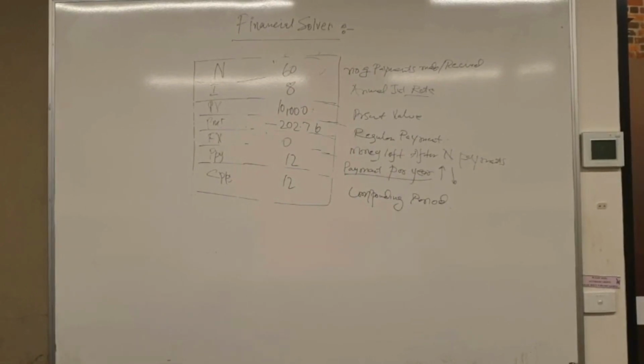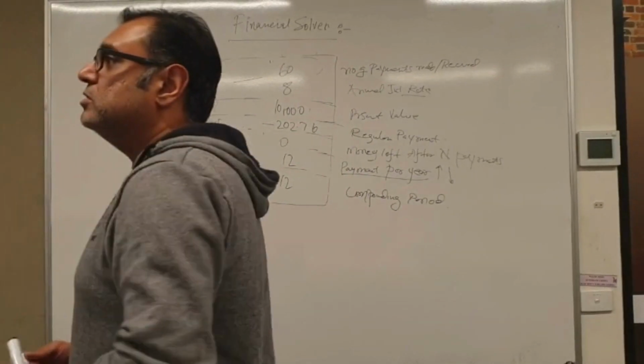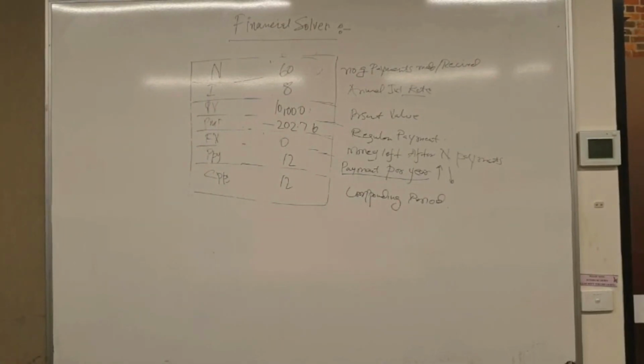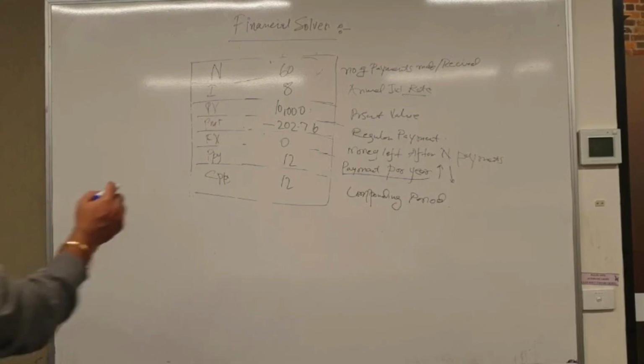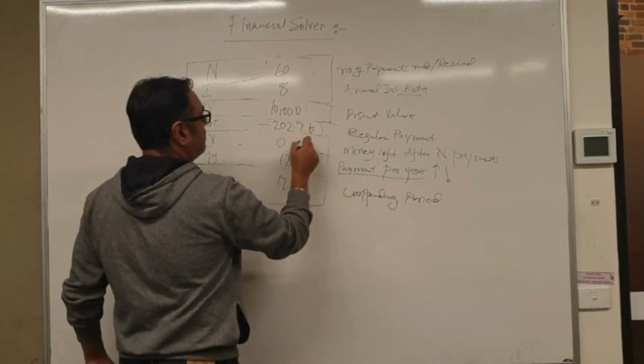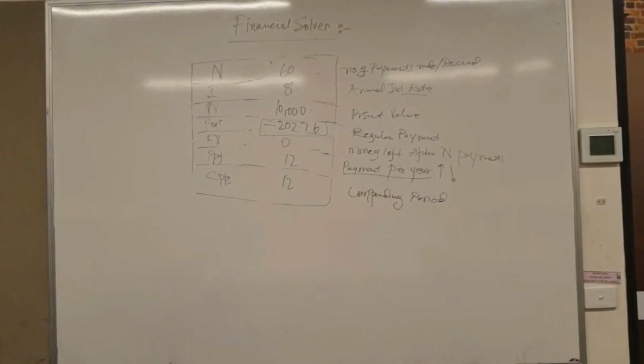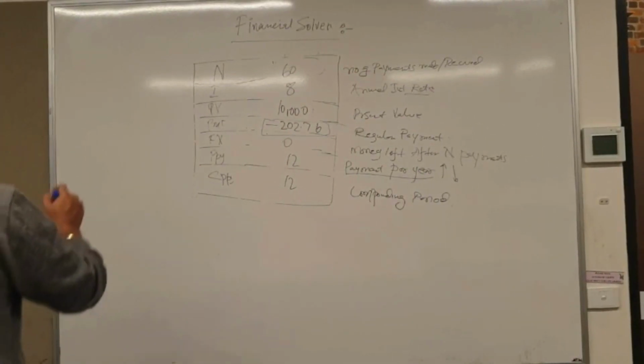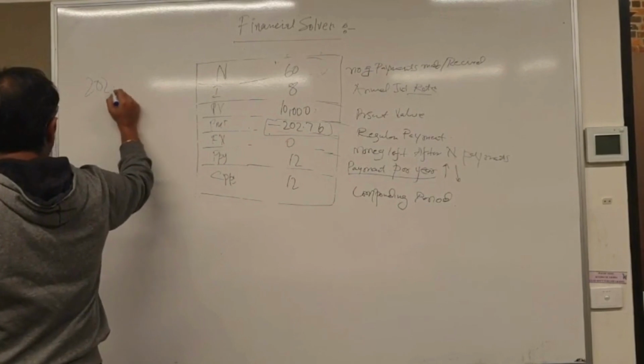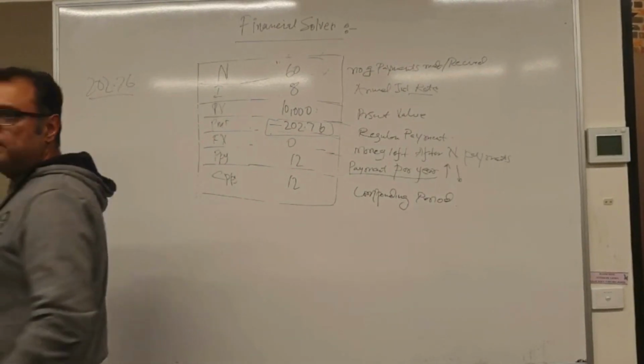This is what the final payment looks like. How many payments was this guy making every month? $202.76, correct? Yes?